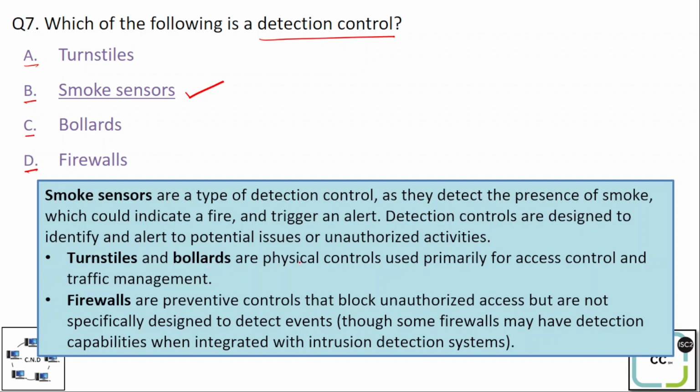Turnstiles and bollards are physical controls used primarily for access control and traffic management. While firewalls are preventive controls that block unauthorized access but are not specifically designed to detect events, though some firewalls may have detection capabilities when integrated with intrusion detection systems.